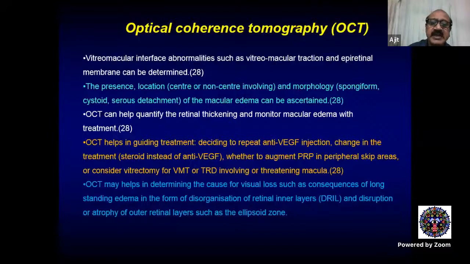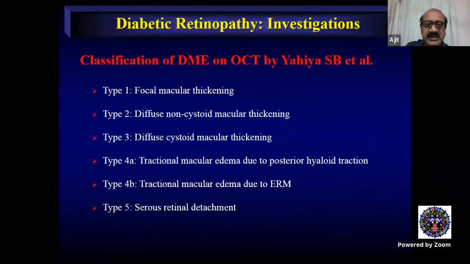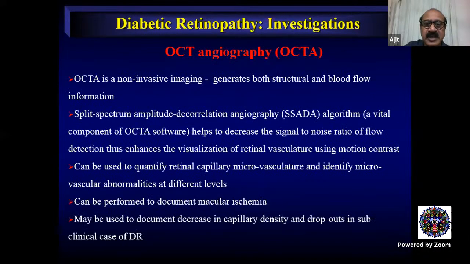And OCT, again, you need to see whether there are any vitreomacular interface abnormalities or not, and what is the type of diabetic macular edema. And retinal thickening, again, to monitor whether the treatment is effective or not, what type of treatment we need to give, and what prognosis we can give. I think Dr. Kim will be dealing with these things, and this classification also I will leave to Kim for explaining.